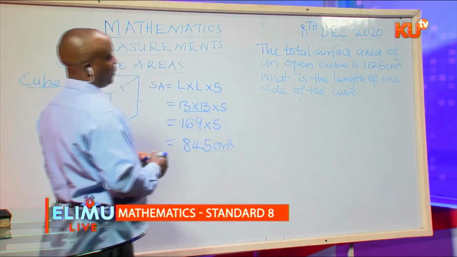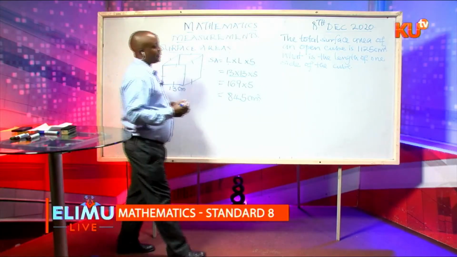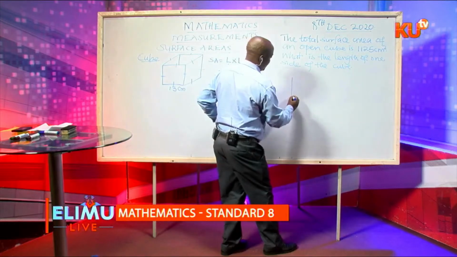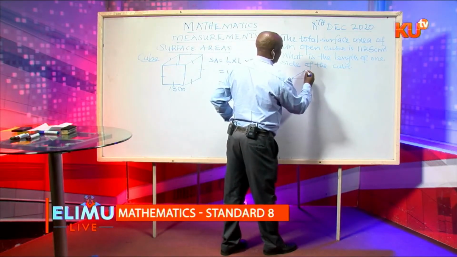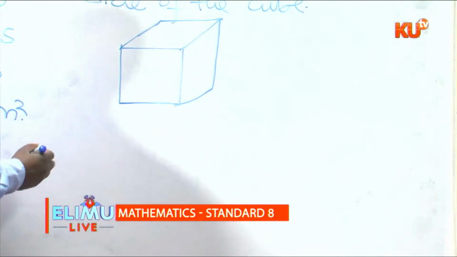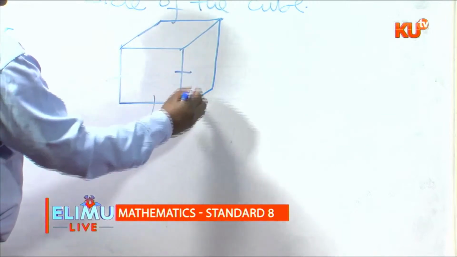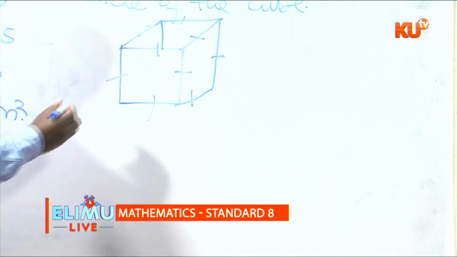Or what is the length of one of the edges of the cube? So, as we have said, we are going to draw a cube. We draw a cube, and we indicate that all sides are equal. We show that it is open.